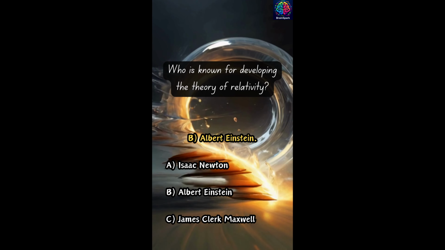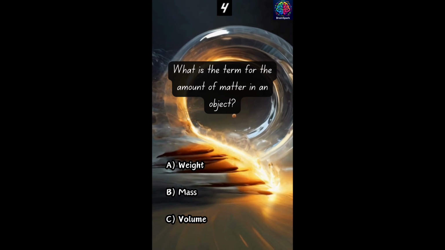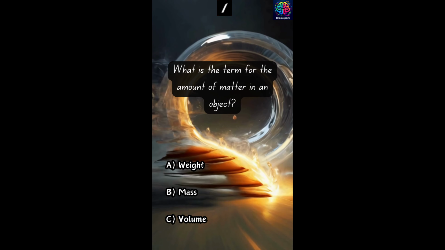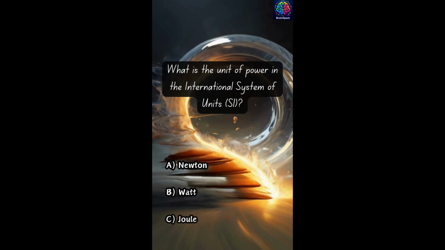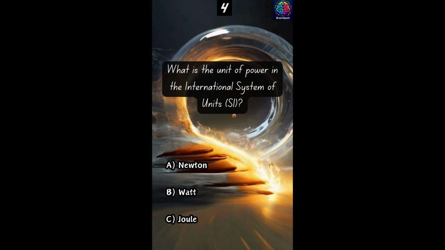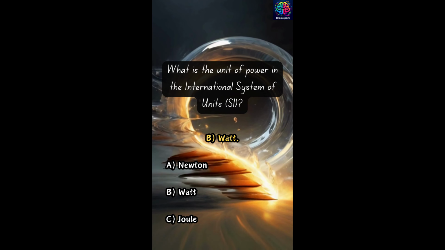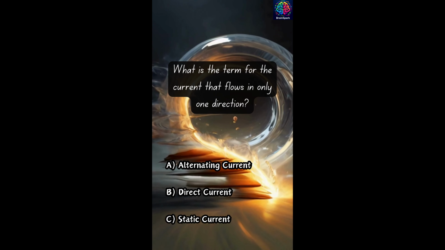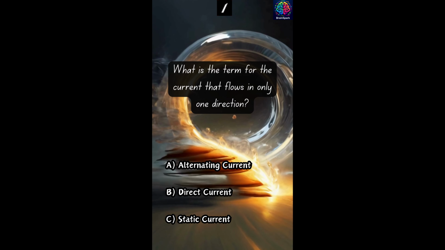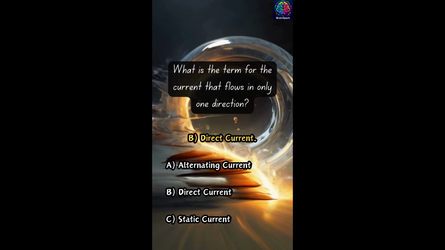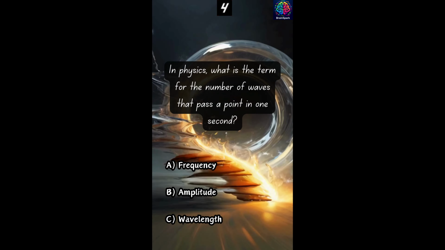B. Albert Einstein. What is the term for the amount of matter in an object? B. Mass. What is the unit of power in the International System of Units, SI? B. Watt. What is the term for the current that flows in only one direction? B. Direct current. In physics, what is the term for the number of waves that pass a point in 1 second?